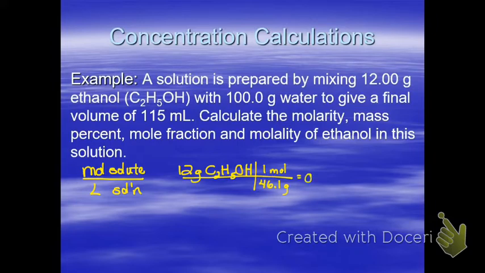Okay, and I'm not going to round too much. That's going to give me this many moles of ethanol. Okay, so I've got my moles of ethanol. Now I need liters of solution. If we look back up in the problem, it said the final volume was 115 milliliters. Well, how many liters is that? 0.115. Okay, so now I have all the pieces I need to solve this problem.